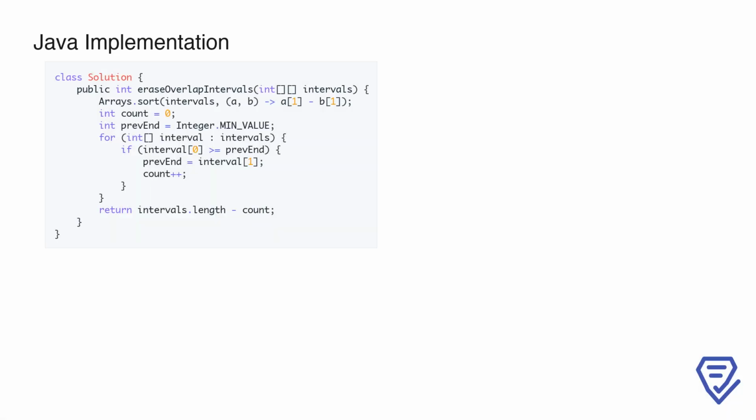Here is the equivalent Java implementation for LeetCode problem number 435. It follows the same logic as our Python solution, sorting intervals by their end time using Arrays.sort with a custom comparator. We then iterate through each interval and use prevEnd and count to track our progress. The final answer subtracts the number of intervals kept from the total. Compared to Python, Java requires explicit type declarations and uses Integer.MIN_VALUE as the initial previous end value. Both versions are efficient and produce the same result.